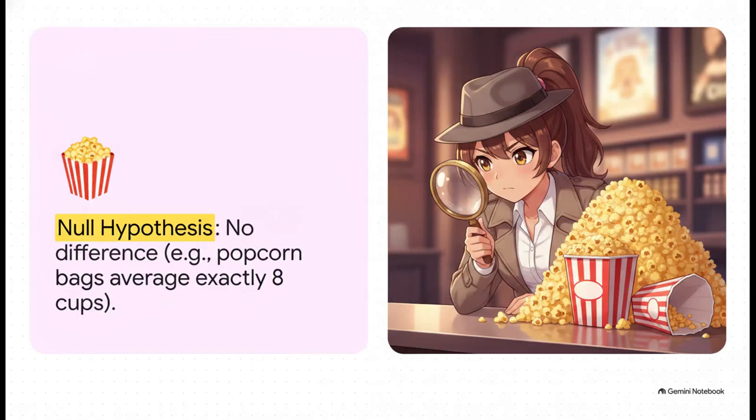Let's ground this with a really great example from our sources. Imagine a movie theater manager who wants to know if a brand new employee is filling popcorn bags correctly. Now, the strict theater standard is exactly 8 cups per bag. Our null hypothesis here is that there's no difference at all. The new employee is perfectly hitting that 8-cup average. Our alternative hypothesis, HA, is the exact opposite. A difference exists. And because we don't know if the employee is overfilling or underfilling those bags, we just state that the average does not equal 8. This sets up what we call a two-tailed test, meaning we're on the lookout for a fluke in either direction.